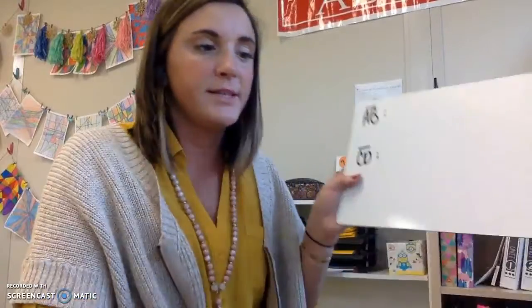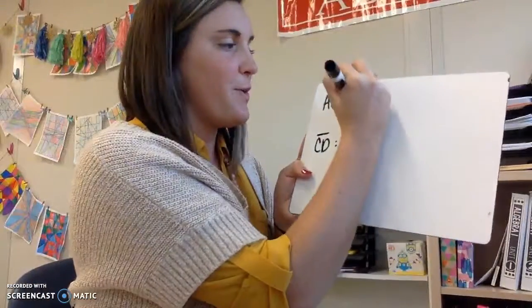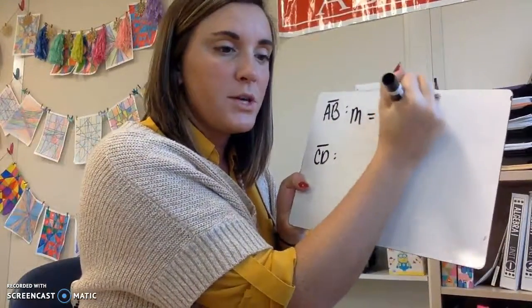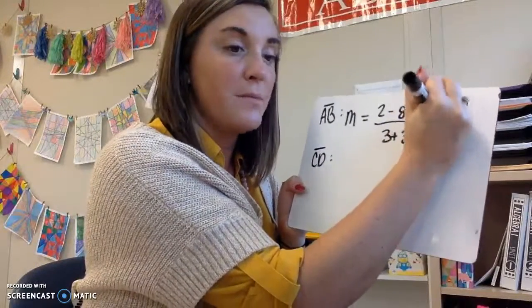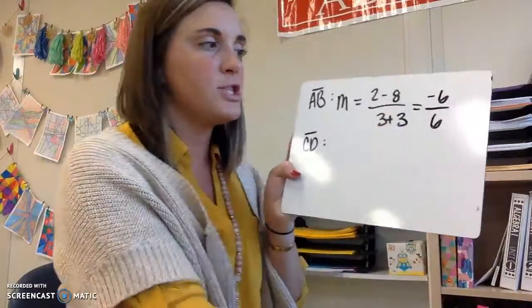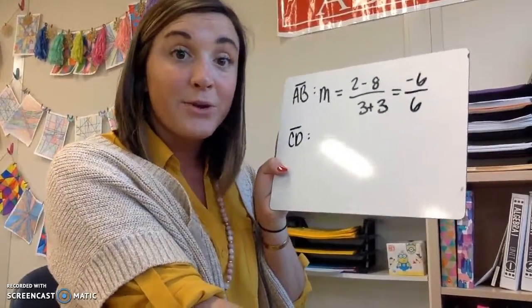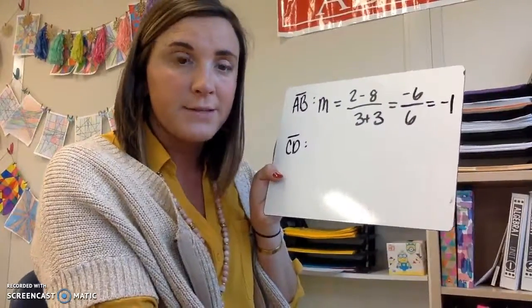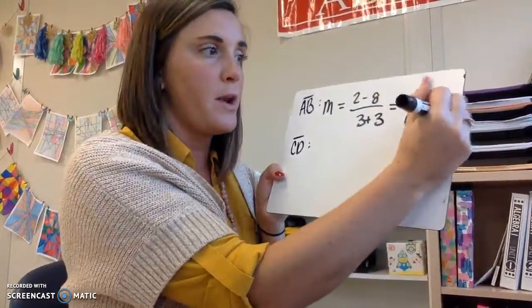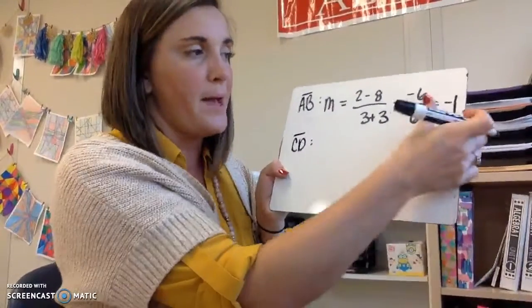Perfect. One more in this section, so I'm on number 8 in your notes. AB and CD. We'll move on to something else for the last section. So AB, m equals 2 minus 8 over 3 minus a negative, so that becomes plus 3, giving me 2 minus 8 is negative 6. 3 plus 3 is 6. Reduce that to just negative 1. If it helps you to leave it as a fraction, you can leave it as negative 1 over positive 1 if you like, but you don't need that.